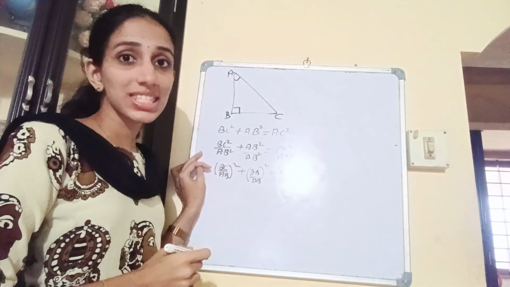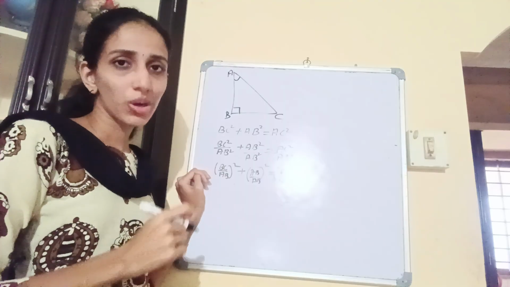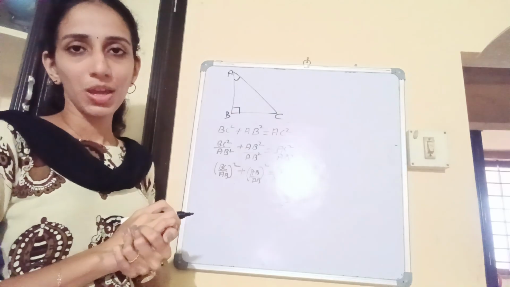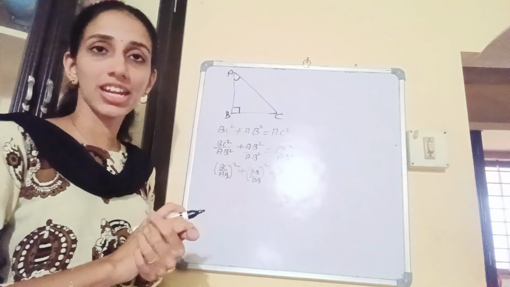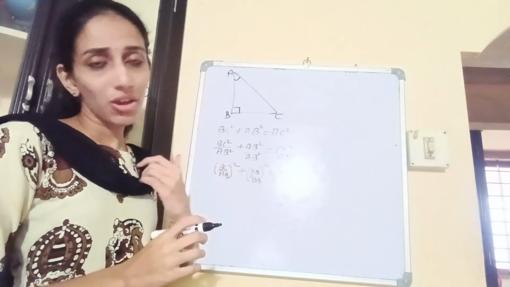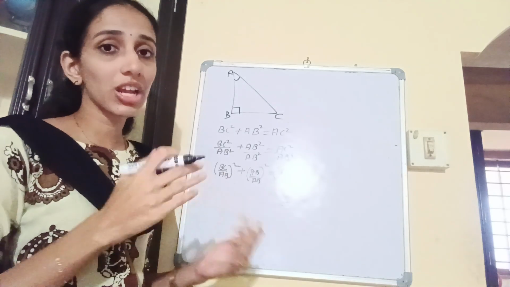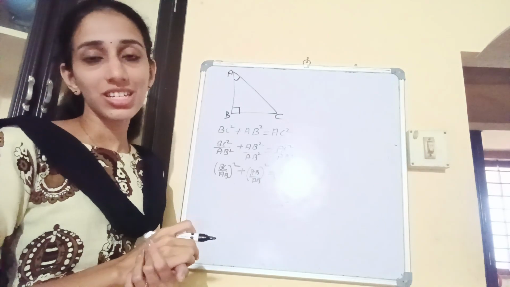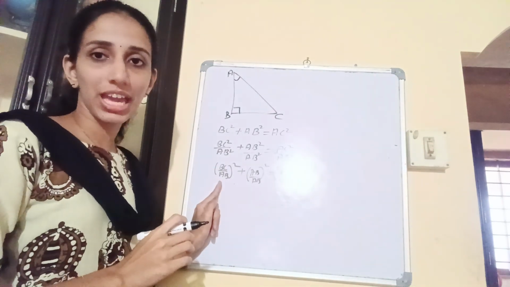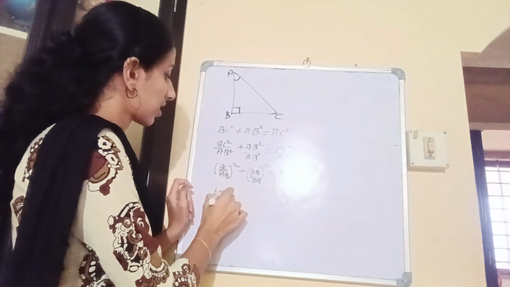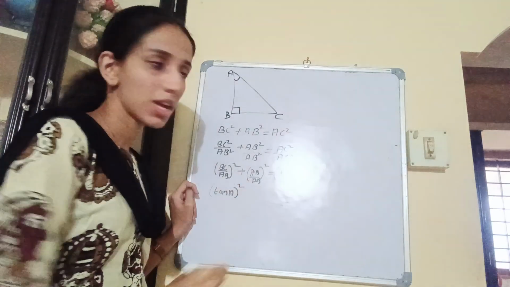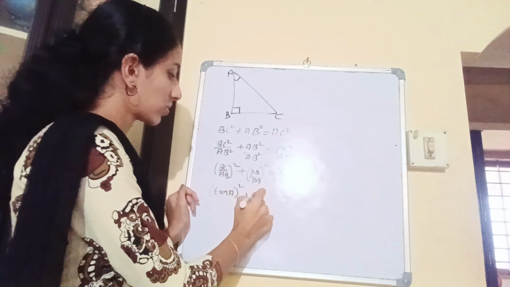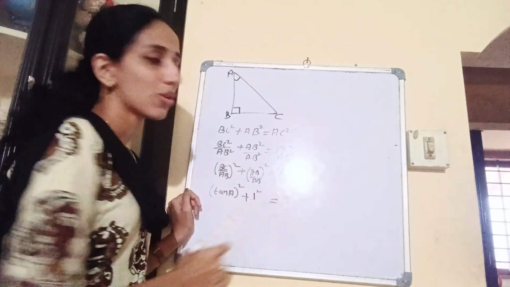What is BC by AB according to angle A? BC is the opposite side and AB is the adjacent side. Which trigonometric ratio is stated with that? It is opposite side by adjacent side. Yes, that's tan. So we can replace BC by AB with tan A whole square, plus AB by AB, that's always 1, so 1 square, equal to AC by AB whole square.